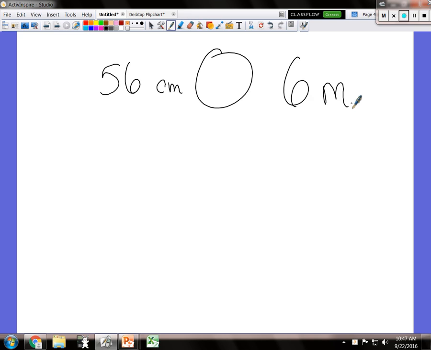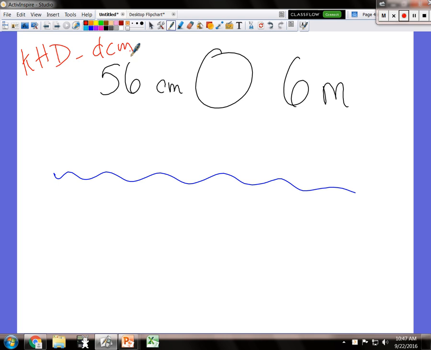Now, some of you already know the answer without having to do anything, and that's awesome, because distances are easy to visualize. But when you start getting into volumes and you start getting into masses, those are a little more challenging. Okay? So here's what I'm going to do. The first thing I'm going to do is convert meters to centimeters. Now, I really should have already written this a different way, but that's fine. So actually, KHD bar DCM. So the first one I'm going to do is convert my meters to centimeters.